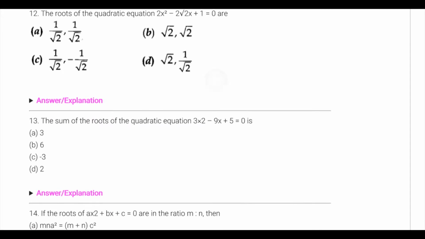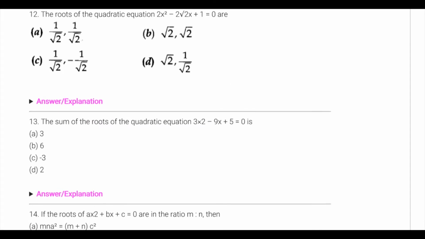The roots of the quadratic equation 2x² - 2√2x + 1 = 0 are.